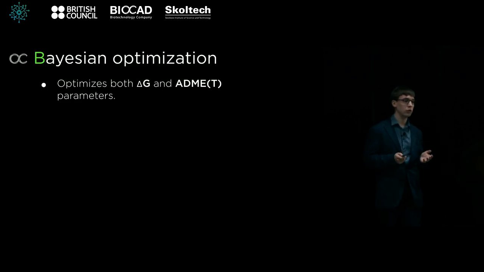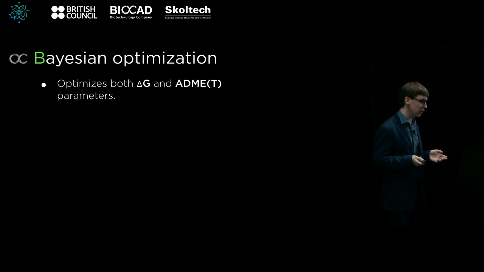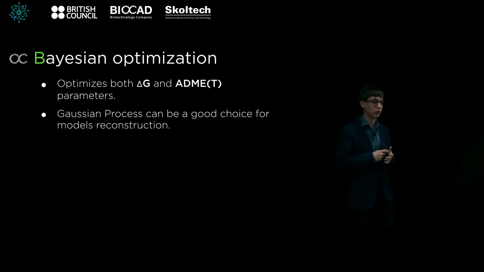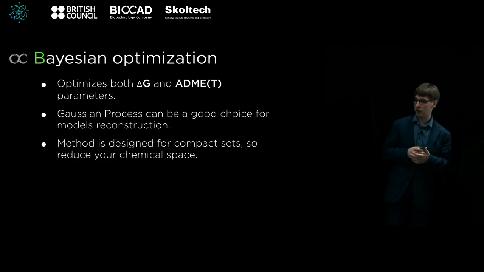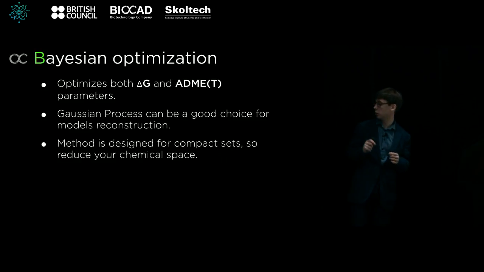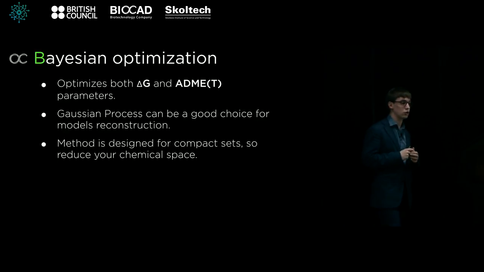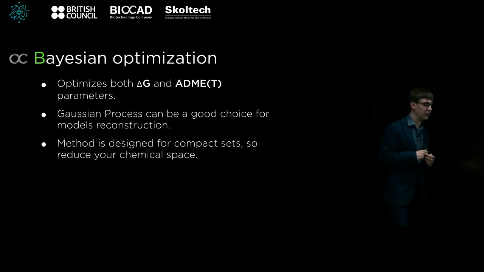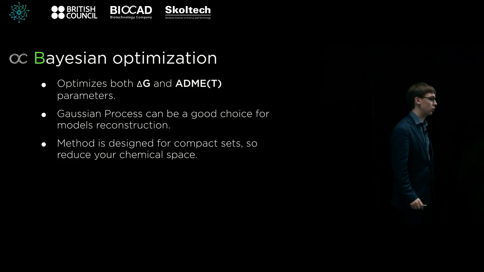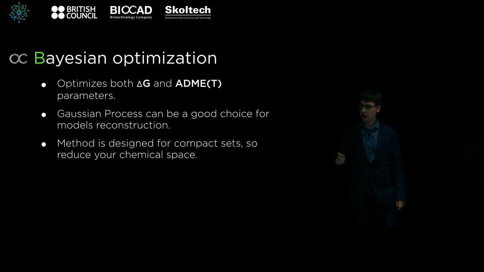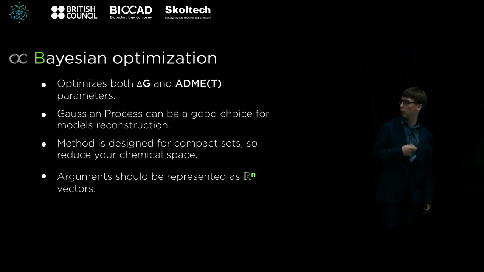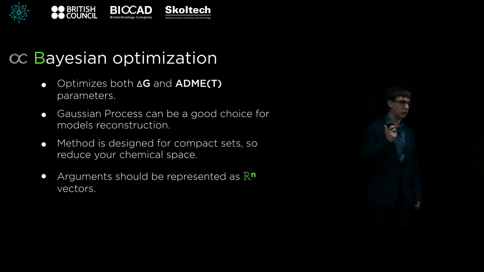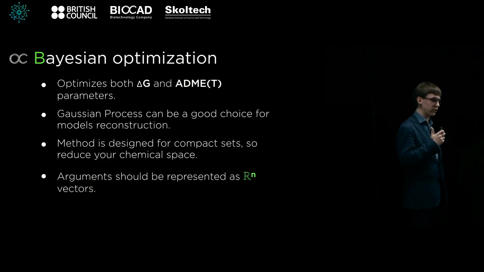We need some homogeneous function set, and there is a good one called a Gaussian process that we can use for our models. The method requires a compact set. We will face this problem a little bit later, but for us it means that we should use some finite chemical space. It may be huge, but not the whole chemical space. And at last, our algorithm arguments should be represented as n-dimensional real vectors, and this is a real problem, because our molecules are not real vectors, they are graphs.